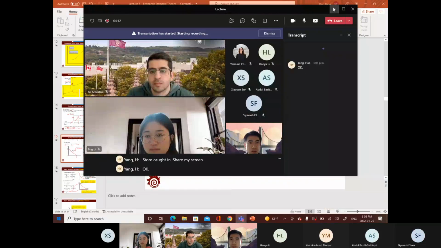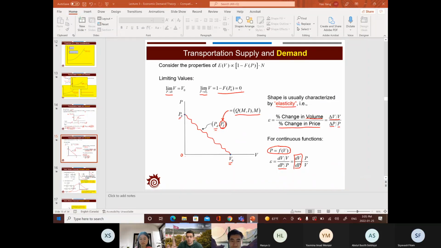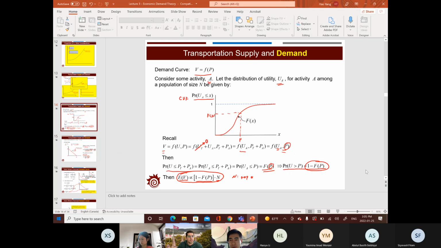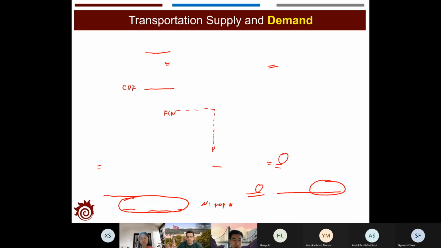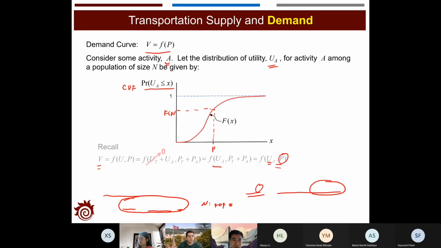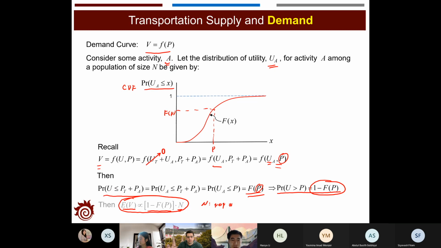So last week we stopped at page 15 about the introduction of the demand functions. And this actually comes from the part we have defined for the demand curve. Here you have to remember that in this class, we're going to introduce two terms, demand curve and supply curve, and find out the equilibrium part.